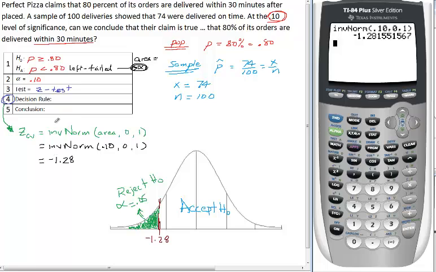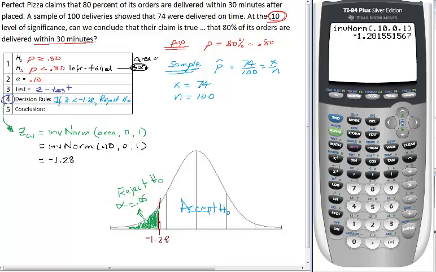So therefore, our decision rule is the following. If our z value, which we're going to do in step 5, is less than negative 1.28, we are going to reject the null hypothesis and therefore accept the alternate hypothesis. Okay? So that's our decision rule.